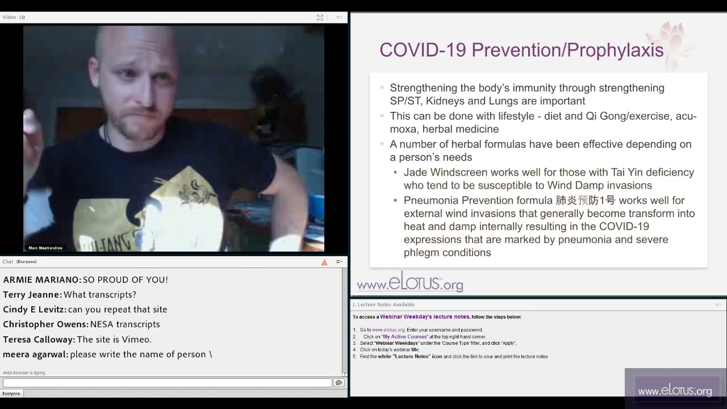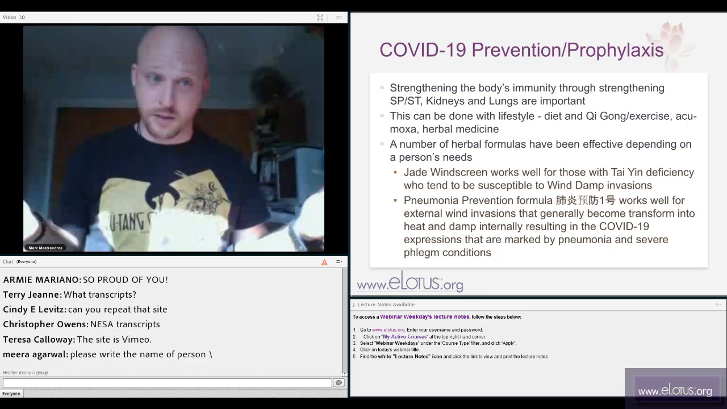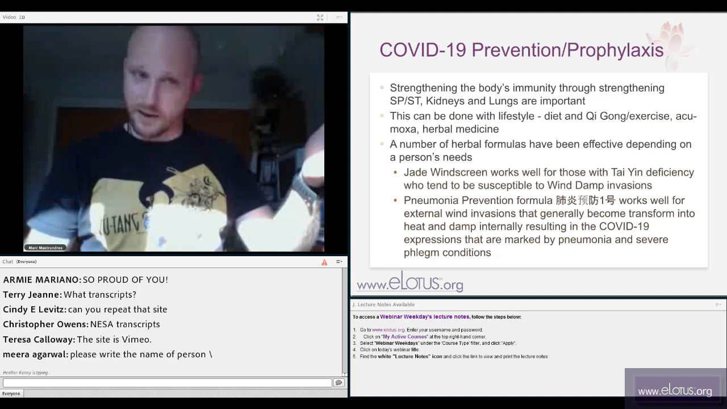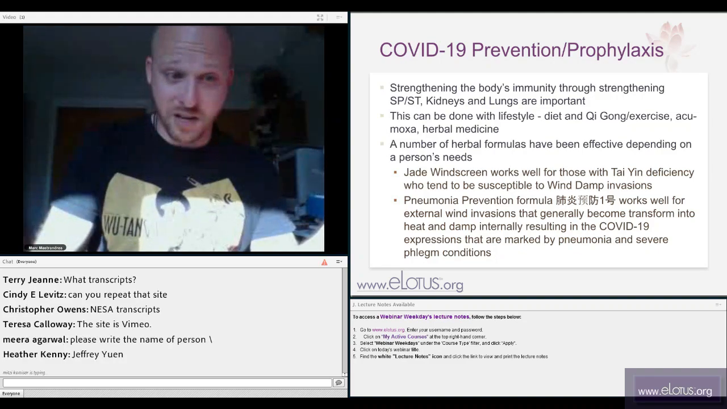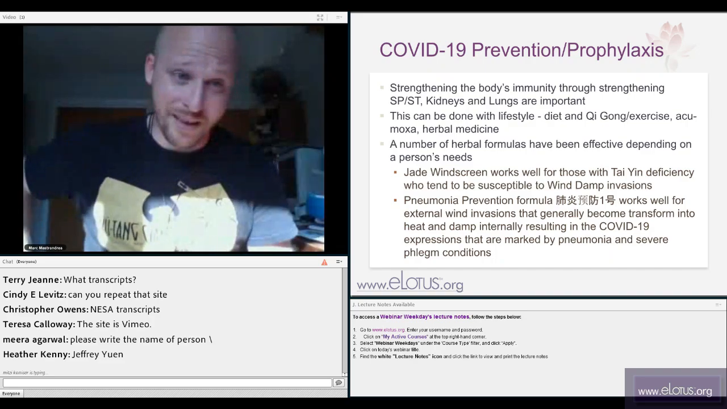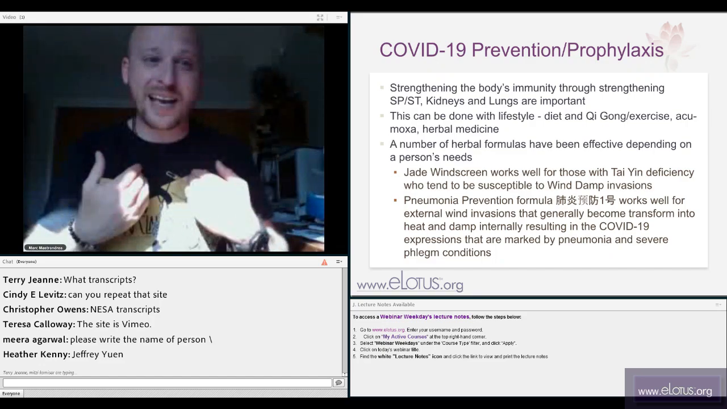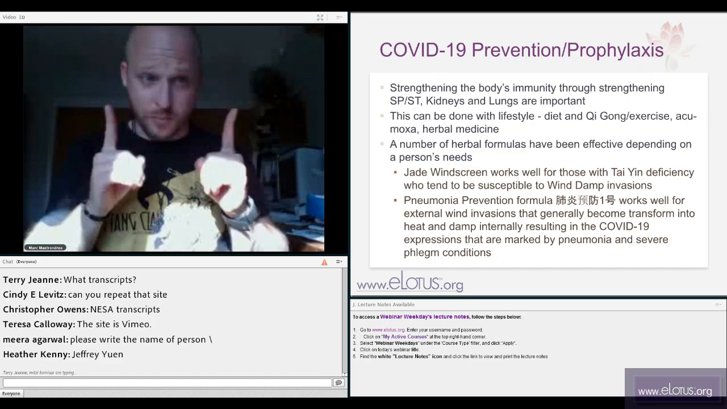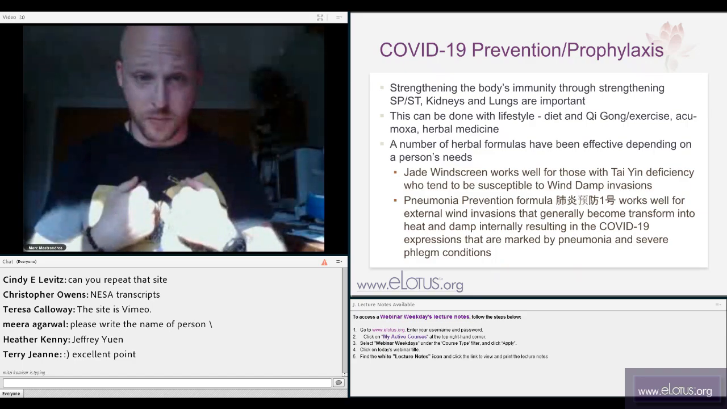I'm not saying don't wear it. I'm just saying that's going to be more important, because you have plenty of people who wear masks who still catch it. But you have people who have a strong spleen and stomach and kidneys and lungs, and they're not catching it, and they're around in houses with people with COVID. Why? Or even if they do catch it, they don't have any symptoms, because it's internal. It's about what's inside. So that's number one. Even before your PPE, the first thing is prevention is what comes from inside of you.